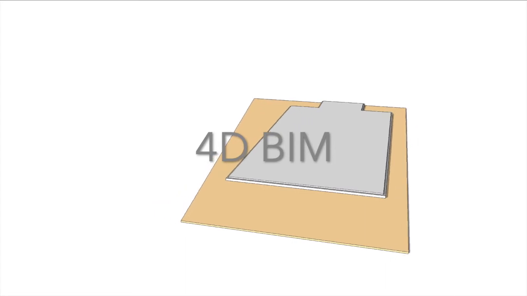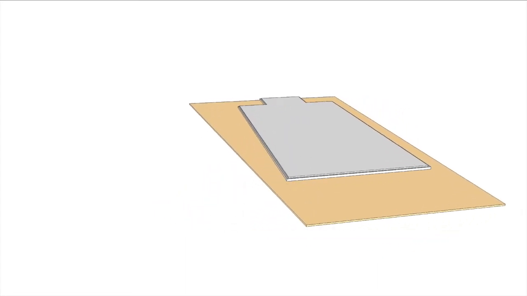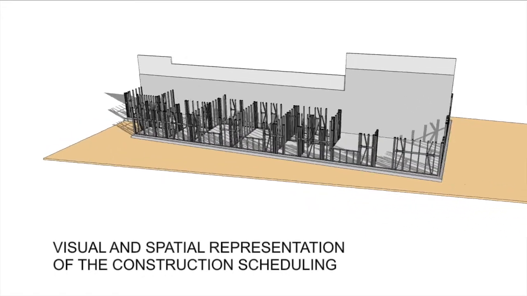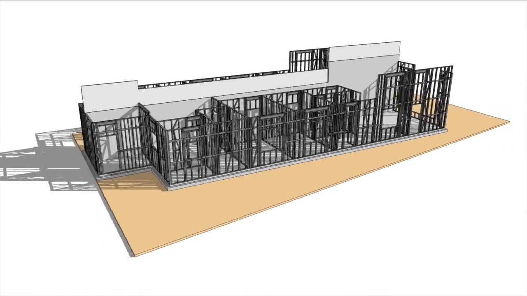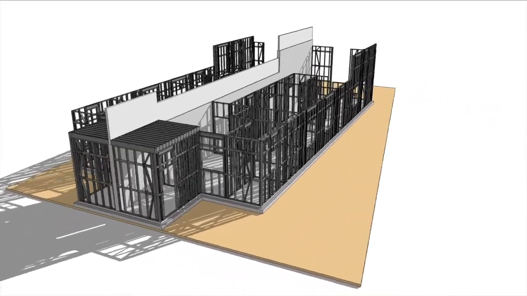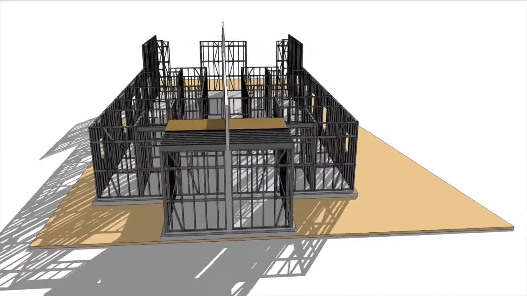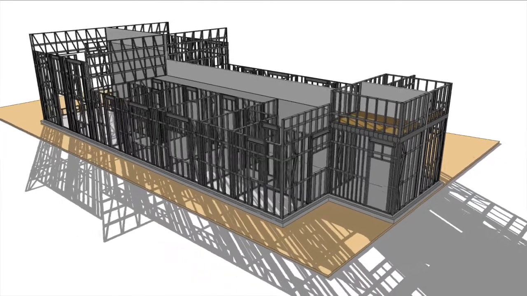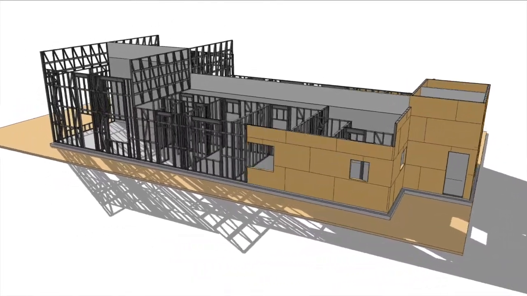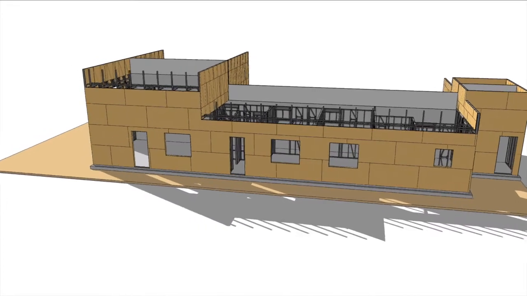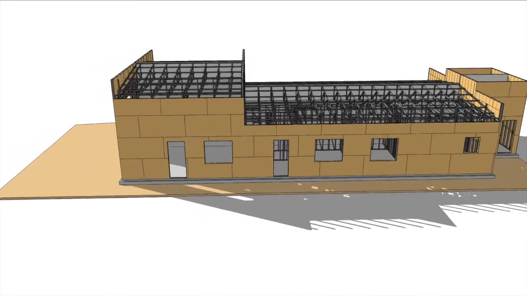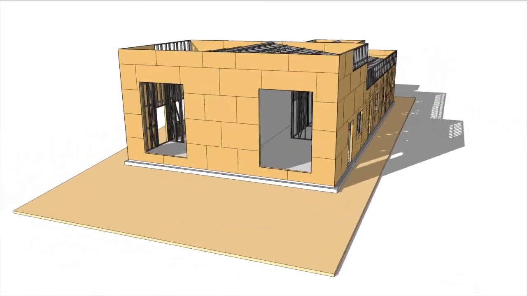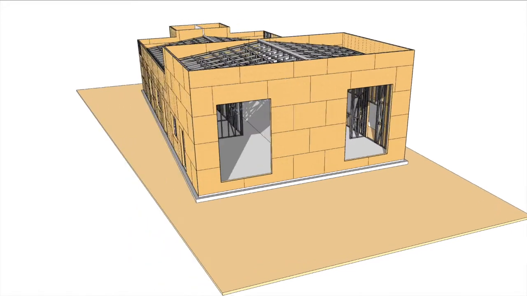The 4D BIM is the visual and spatial representation of the construction scheduling. Its main function is to demonstrate the constructive evolution of a building over time. Some 4D presentations have only a commercial function and therefore do not represent the temporary equipment, machines, and materials stocked at the construction site.